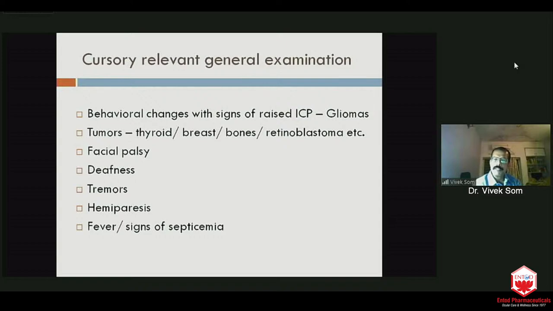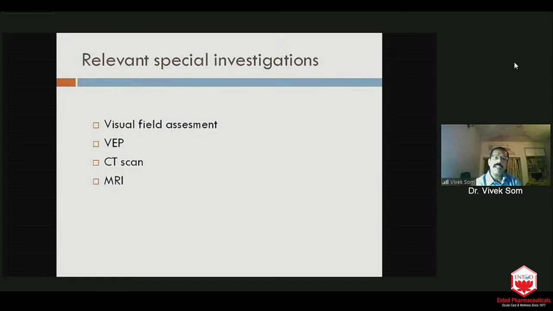Behavioral changes may be present along with the ophthalmic findings, especially in gliomas. Tumors may be seen in thyroid, breast, bones, or the patient might complain of one of them. Facial palsy may be associated, deafness, tremors in hand, jerky movements, heavy paresis, fevers and signs in cases of brain abscess. Signs of septicemia may be seen in cases of brain abscess. Relevant special investigation should be done.